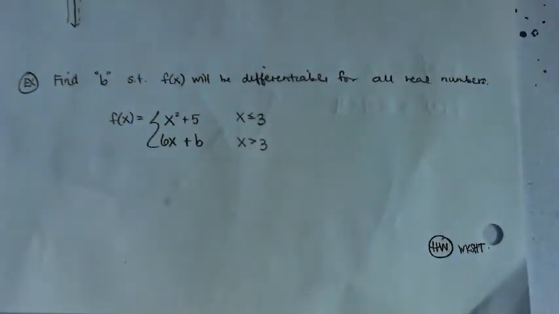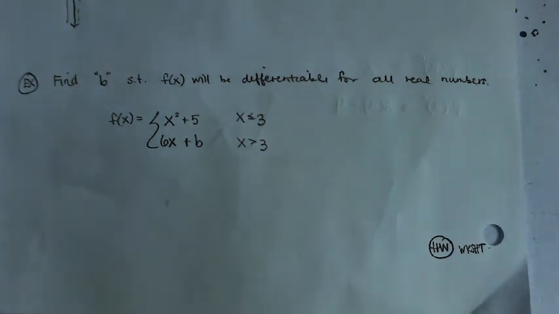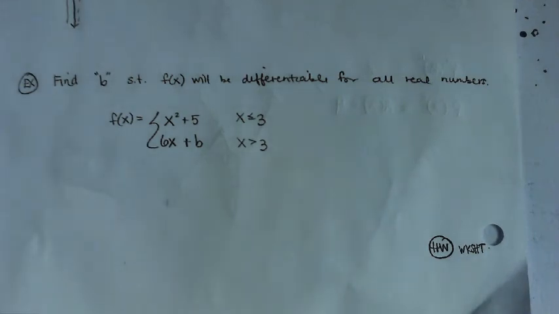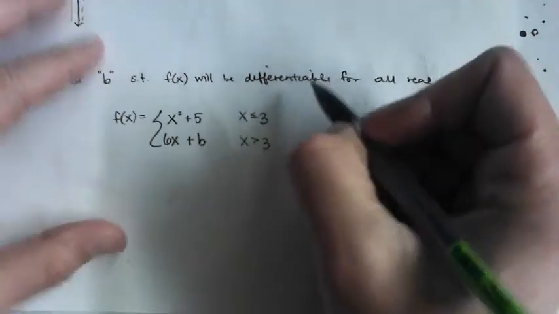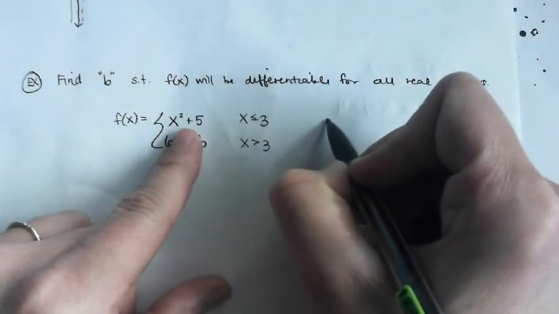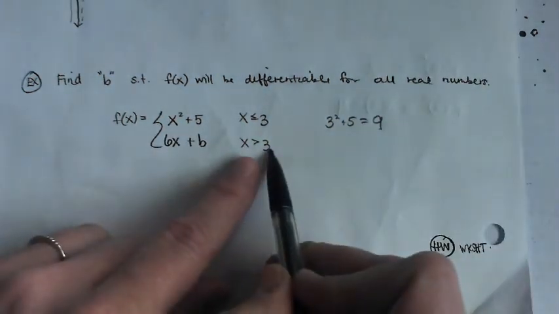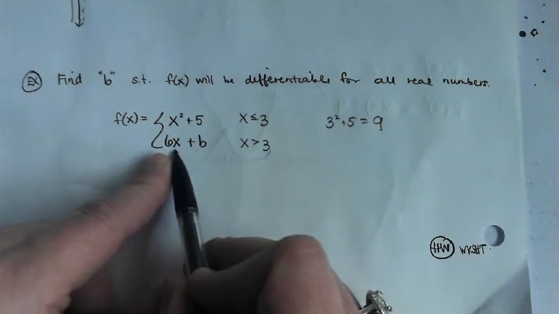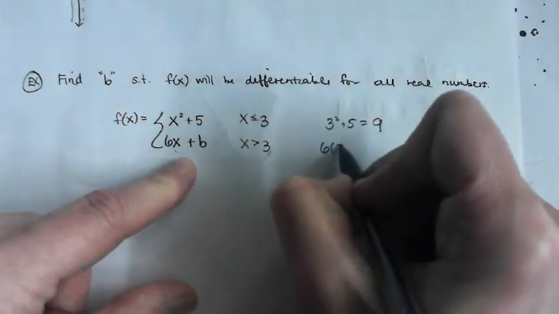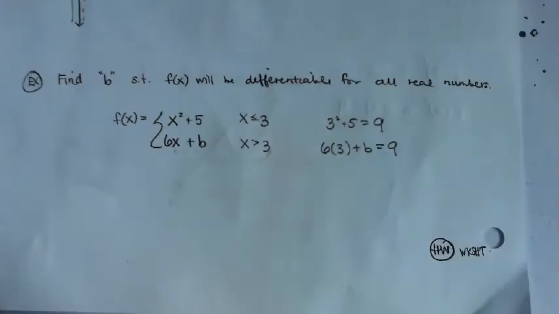Okay, and on the last one, we're asked to find the b such that f of x will be differentiable for all real numbers. So, again, starting with conditional number 1, if we want it to be differentiable for everything, we need this to be continuous. So we need to make sure we're finding the appropriate b value that's going to make this continuous, which this has to end at 3 squared plus 5, which is 9. So we want this one, when x is 3, to start at 9. So 6 times 3 plus b, we want that to equal 9 as well.